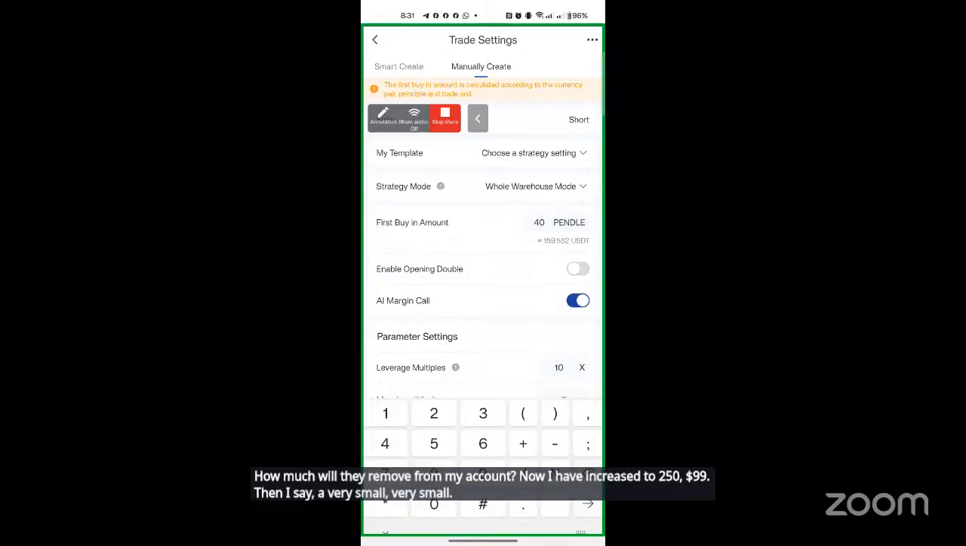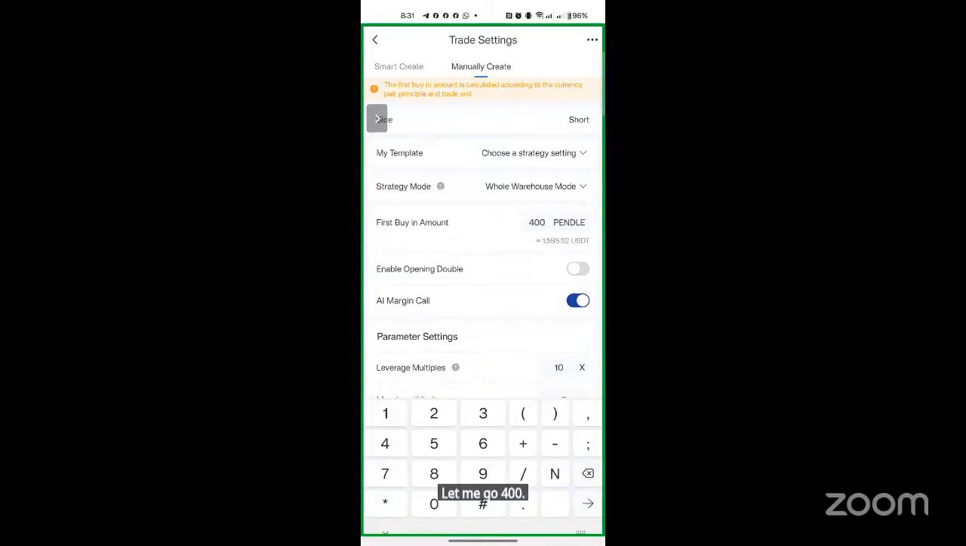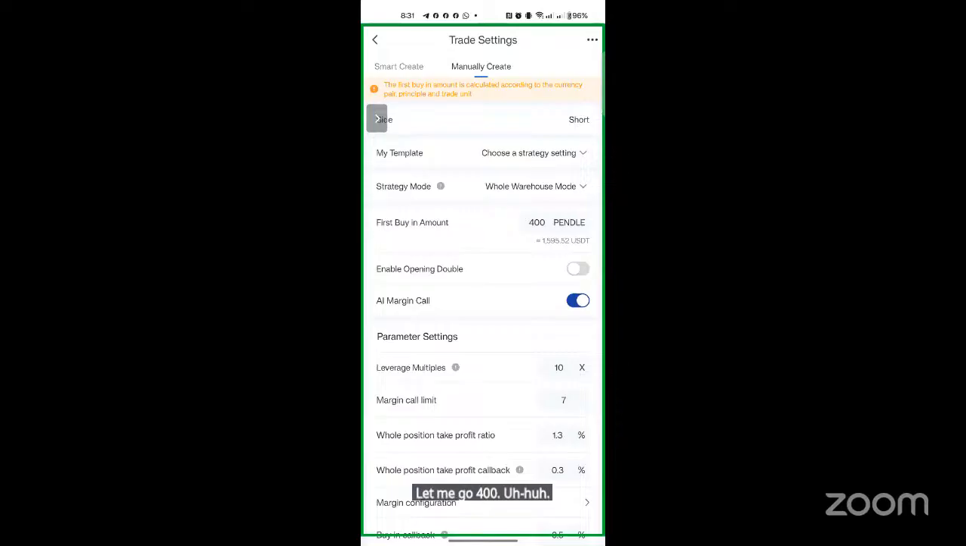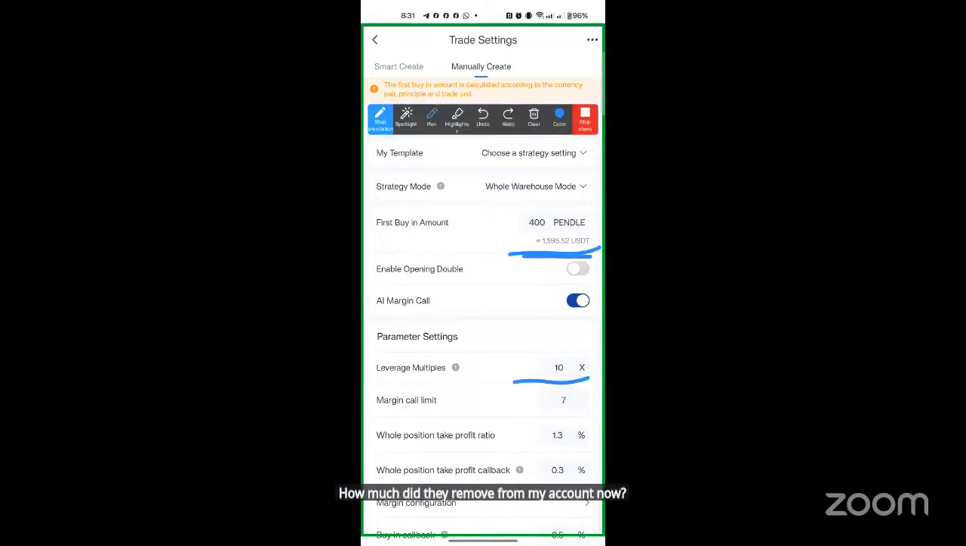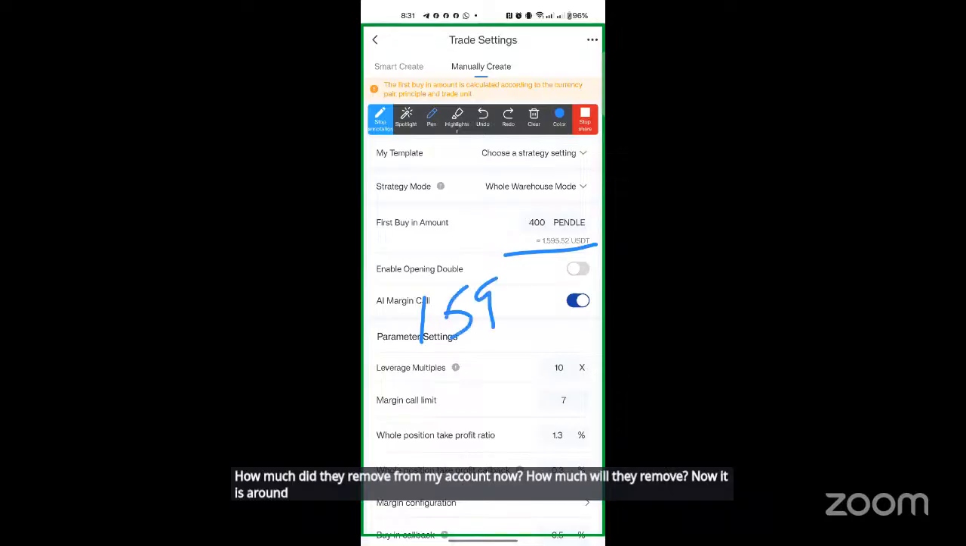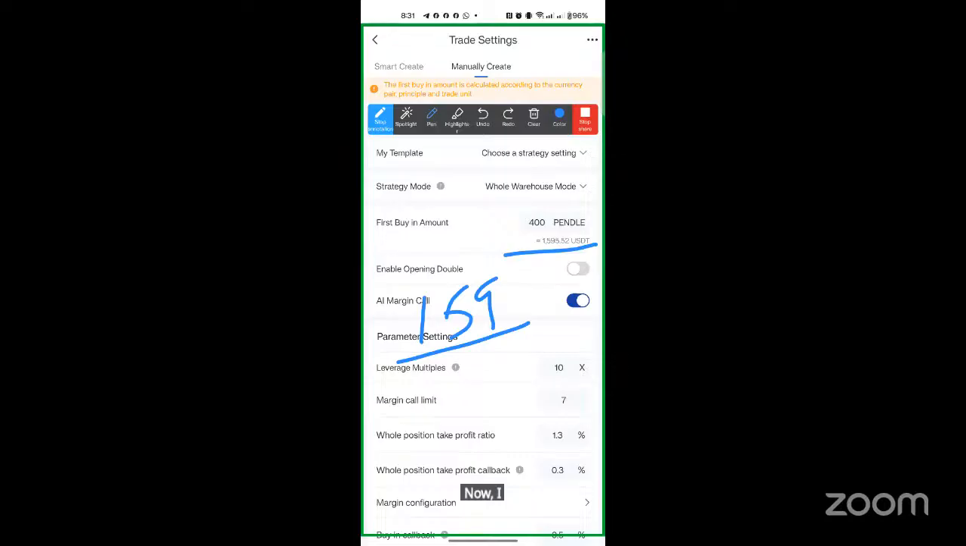Let me go 400. How much will they remove from my account now? Now it is around 159. Now I have over $300. The maximum I can risk is that.